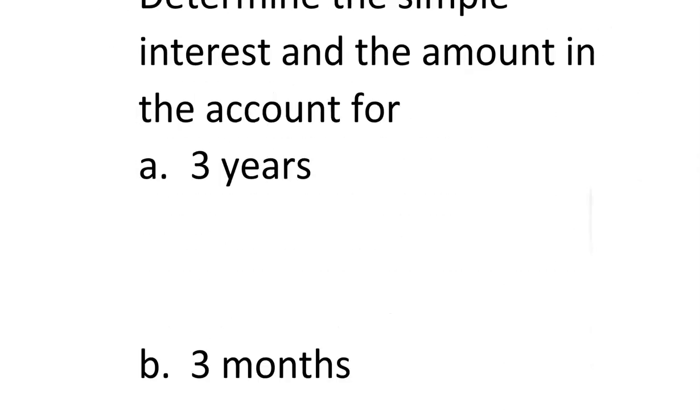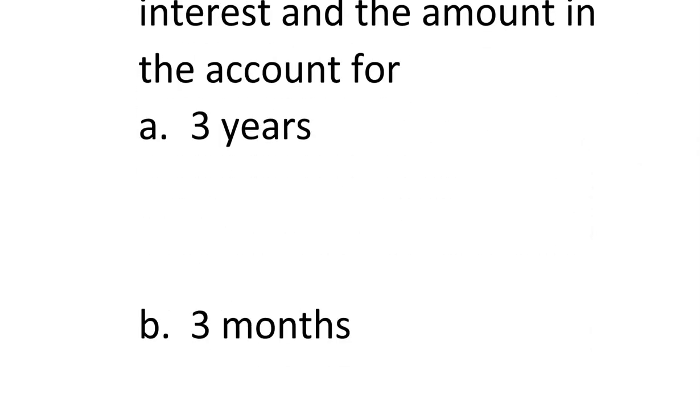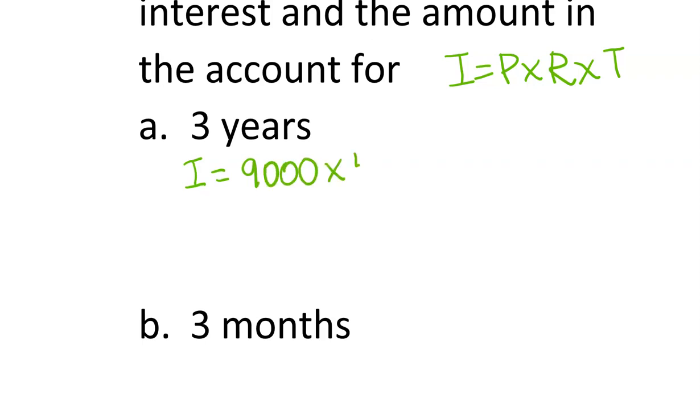So our amount is $9,000. So simple interest formula, principal times rate times time. So interest equals principal $9,000, rate 5.5%. Don't forget to put the percentage key in the calculator if that's what you're used to doing. And we want the amount in the account after 3 years.